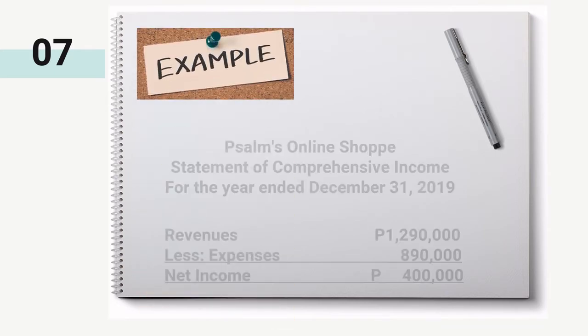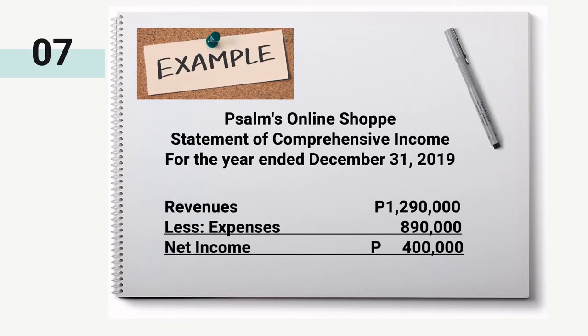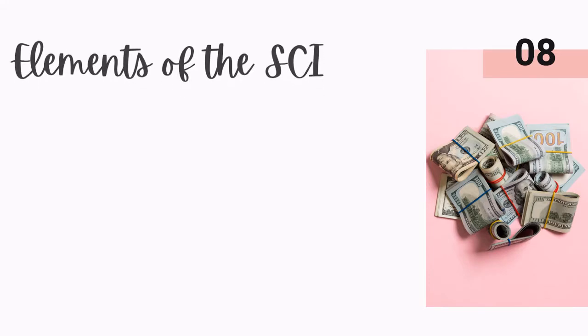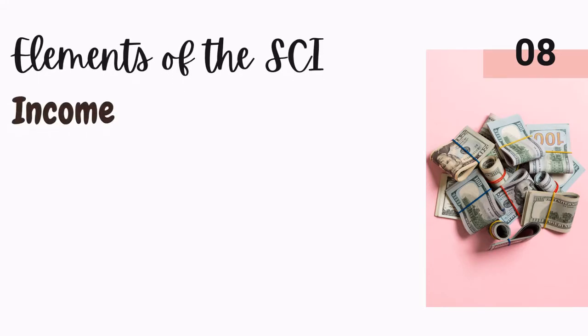Look at this example. The statement contains the following information. A. The revenue generated by operating the business, then the cost spent to generate the revenue, and the income, which is the excess of revenue over cost. Let's discuss the elements of the SCI. First is income.